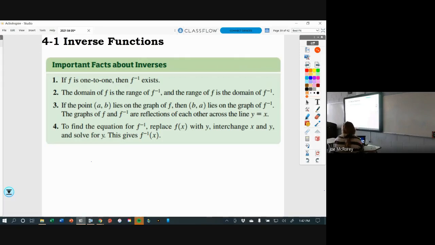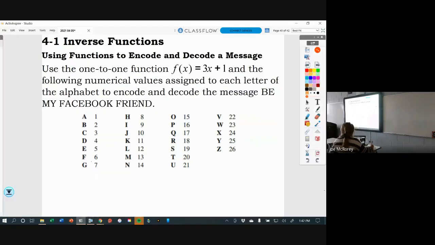And then number 4 talks about how to find an inverse. Change the f(x) to y, swap the x and the y, solve for y, change it to f inverse. Good, good, good. All right.